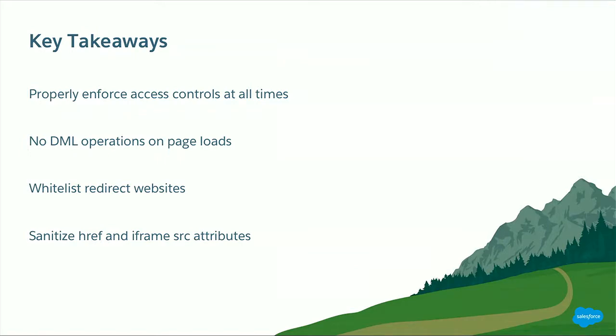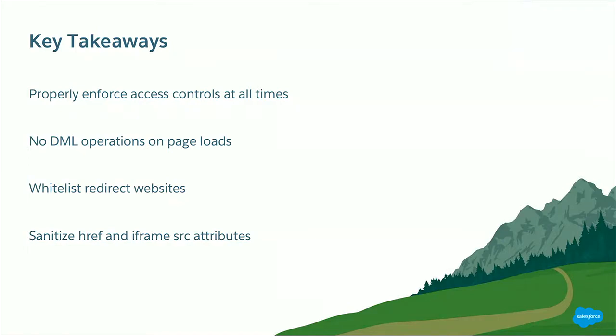Whenever you do any DML operation or SQL query, make sure you do CRUD FLS and run your class with sharing. And the second thing, to prevent cross-site scripting, don't do any DML operation on page load. If you have to, have a conditional statement and make sure it runs once. And to prevent open redirect, make sure you whitelist the redirect website whenever you pass it into URL params. And fourth is sanitize href and iframe source attributes. That will prevent cross-site scripting.